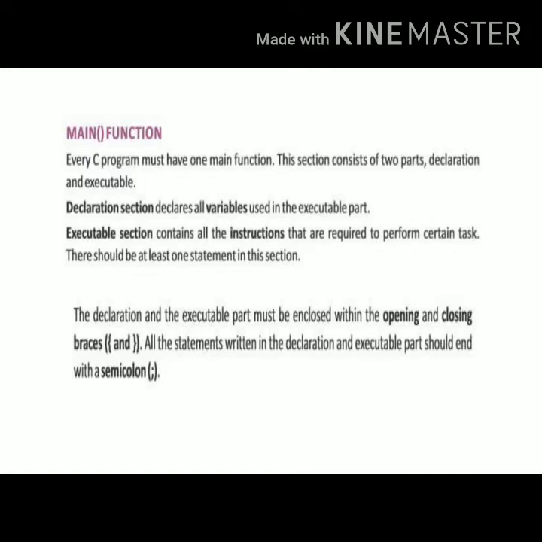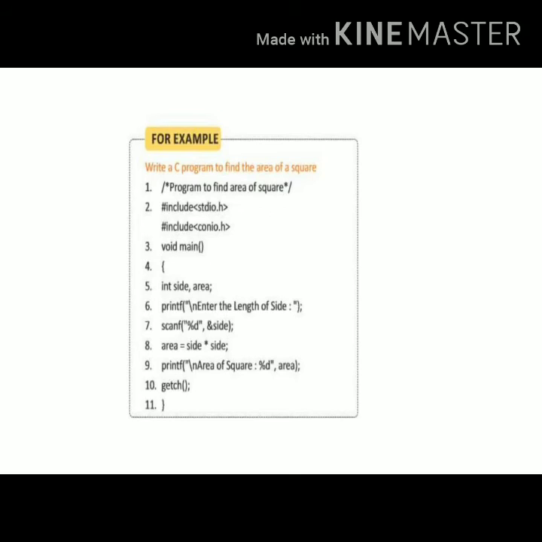So children, we have a main function. Every C program must have one main function. This section consists of two parts, that is the declaration part and the executable part. The declaration part is what declares all the variables used in the executable part. You have already seen what a variable is and how to declare a variable as an identifier, that is int num or int sum. That is the declaration here. Next we have the executable section, which contains all the instructions that are required to perform a certain task. I have given one example here, children.